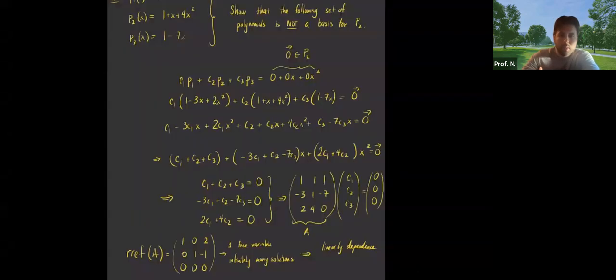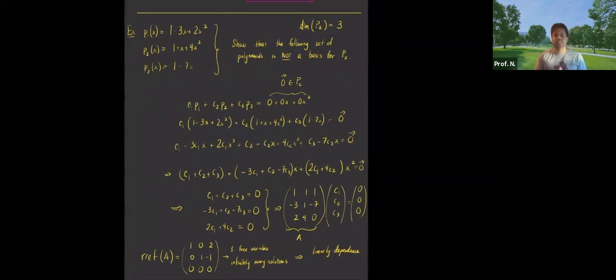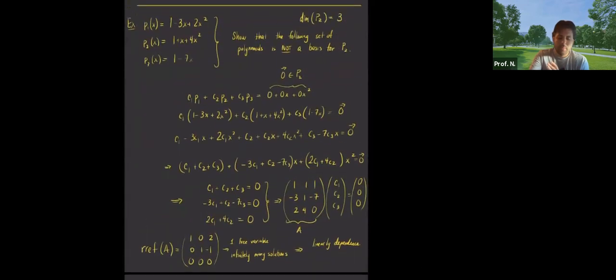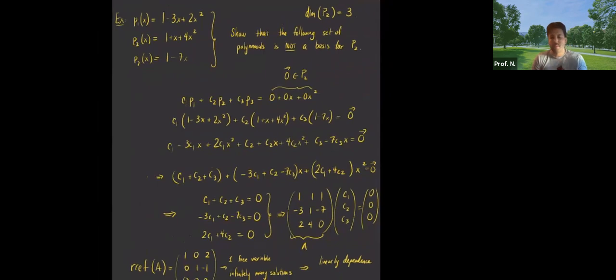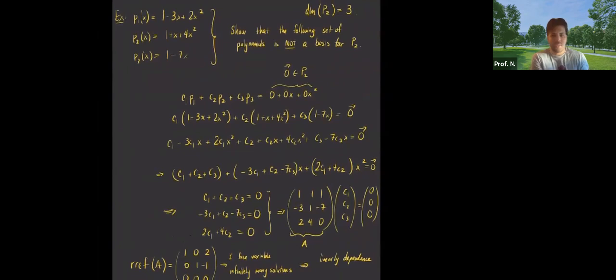So it can never constitute a basis for P2 because we need 3 linearly independent vectors to be considered a basis. Okay. Everyone okay with this so far? Everyone good with basis? Knowing how to show something is a basis, showing something that's not a basis, how to express different vectors relative to other vectors.